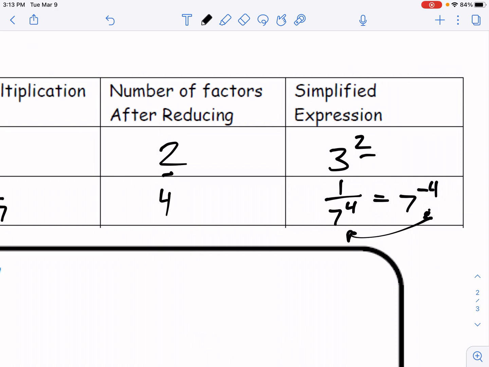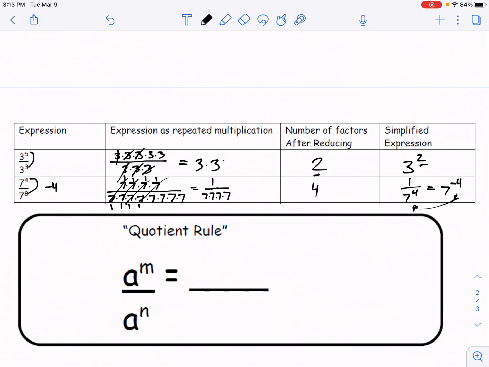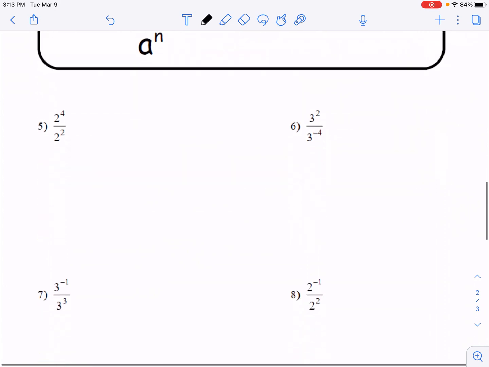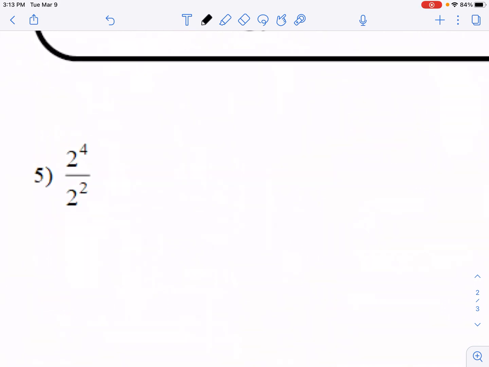Okay, so the rule of this is when we're dividing, we're going to subtract the exponents when we have the same base. So it'd be a to the m minus n. Okay, so we're going to subtract when we have the same base. So let's try this guy. We have the same base here in division, so we'd have 4 minus this 2 over here. Okay, so we're going to subtract those two guys. Keeping the base, 4 minus 2 is 2, so we end up with 2 squared. Okay, of course we could simplify that. That's 2 times 2, which is 4.